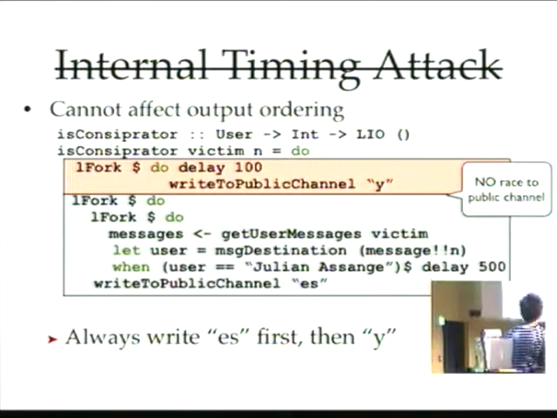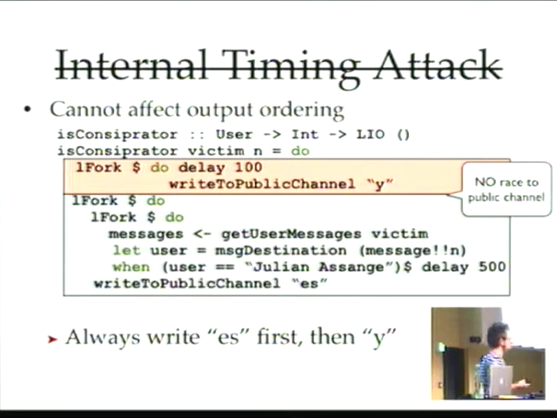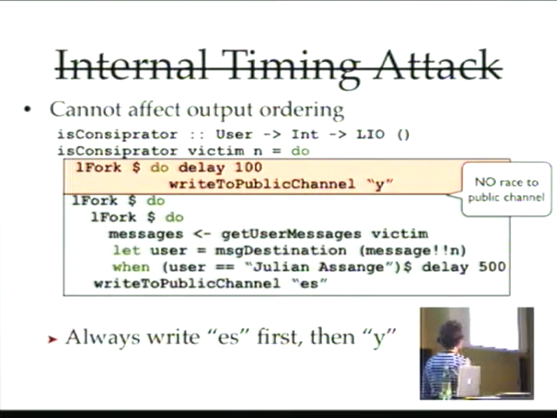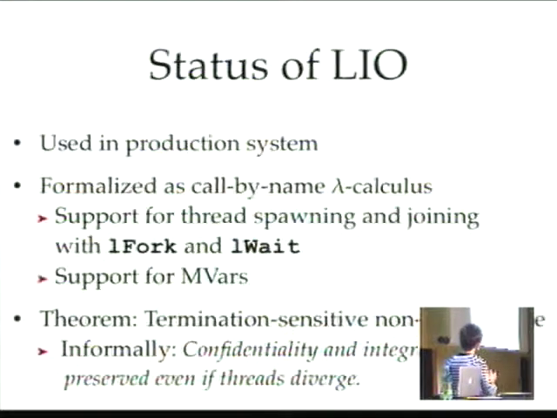And the same is true for the internal timing attack. We can no longer affect the output sequence on a public channel. In the first thread, we're always going to sleep for 100 seconds. This was just the baseline. But for the interesting one, the second thread, now all we're going to do is replace discard with lfork, and the amount of time it takes to write to this public channel is always going to be the same. Since the first one always sleeps, we're going to write ES first and then Y. So again, we can no longer encode the secret bit in a public channel.